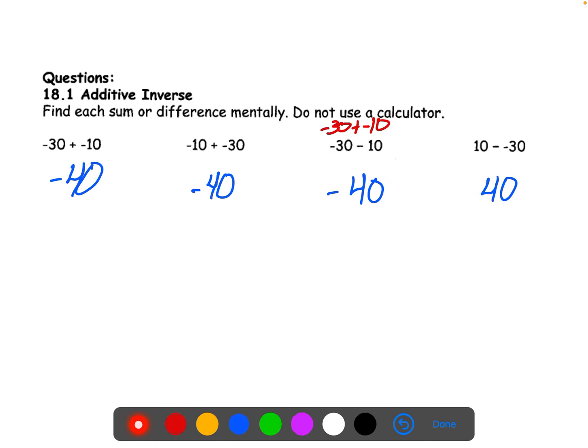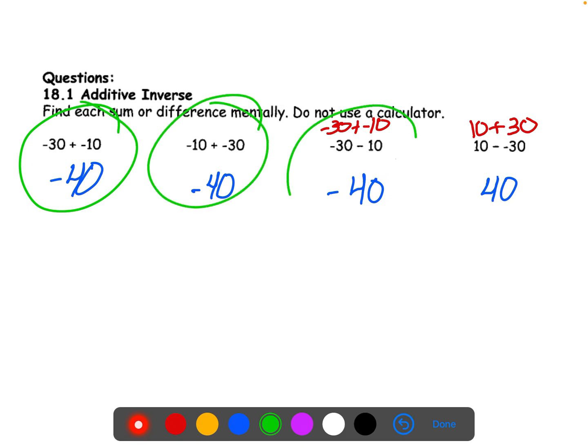Now, going back to what we were talking about in the last one, if we rewrite this using addition, we would write 10. We're going to add the opposite of negative 30, which is 30. And you can see how this is a very different problem than what we got here. 10 plus 30 or negative 30 plus negative 10. So switching the order in that subtraction problem does not work. But it's important to see for today's lesson that these three problems are all equivalent.